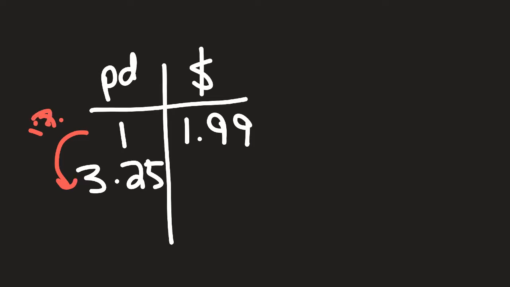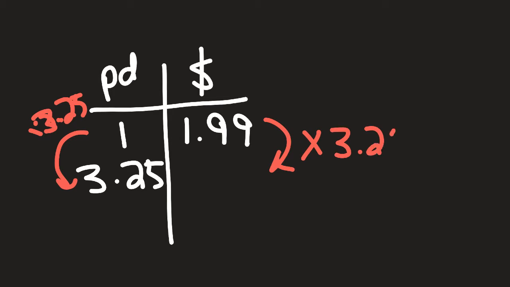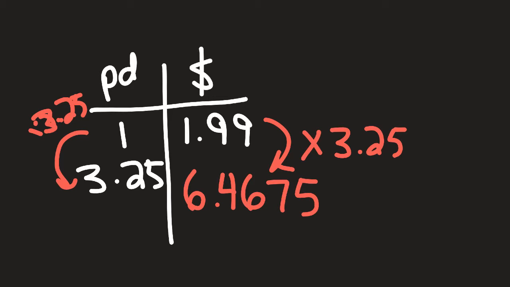Ooh, that didn't come out. 3.25. So you're going to do $1.99 times 3.25. And when you do that, it comes out to be 6.4675. Now we need to round to the nearest cent here, which is the second decimal place.